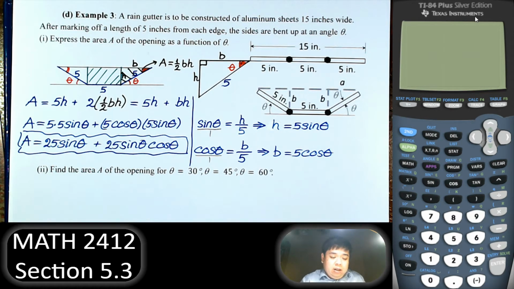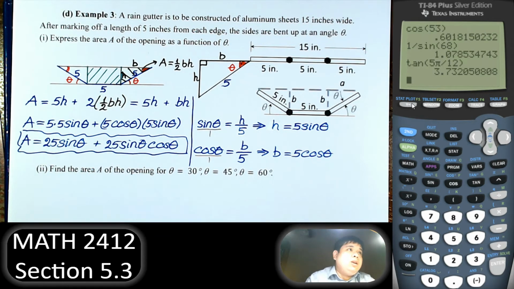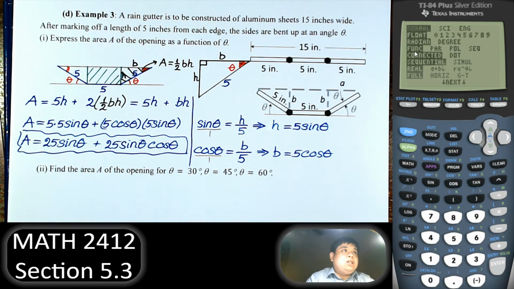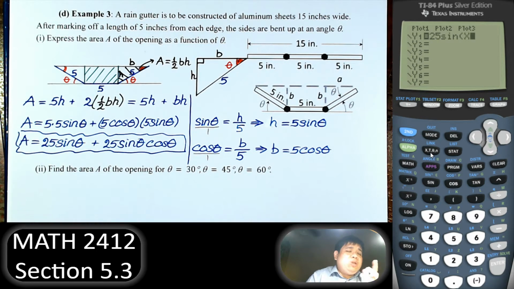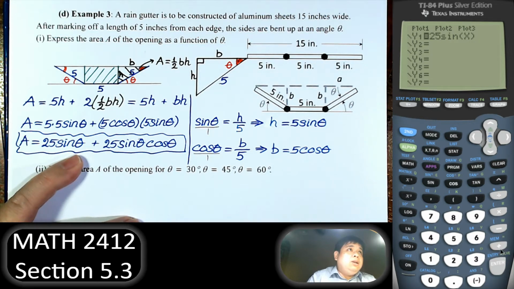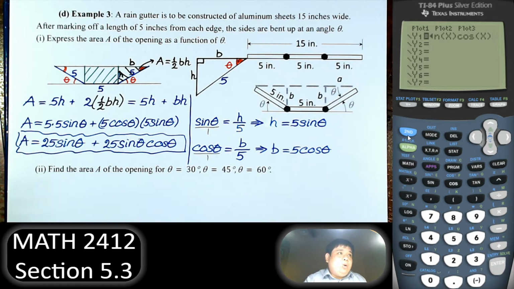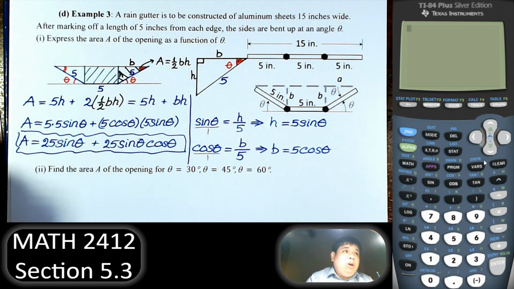Now compute the area of the cross section, the opening, when theta is equal to 30, 45, and 60. By the way, once again, make sure it is in degree mode. Alright, it is in degree mode. I will enter the function 25 sine of x, let's use x instead of theta, plus 25 sine of x cosine of x. Right. And then we evaluate when x equals 30. By the way, we enter this into y1, right? Second mode quick. If you have this calculator, we can hit variables, y variable, function, y1. So we have y1 evaluated at 30.